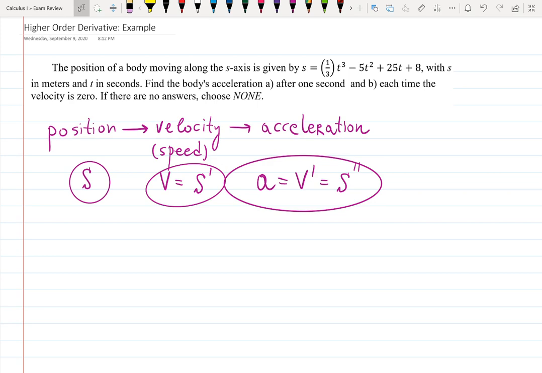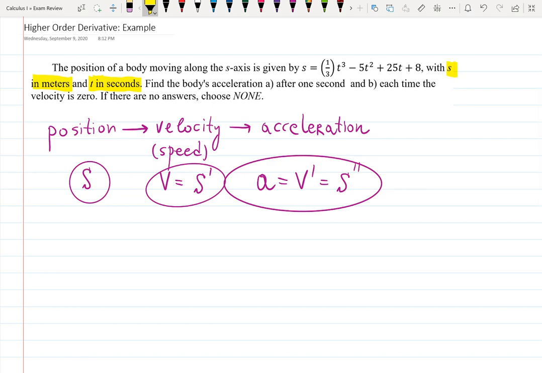Welcome to the video where I'm going to walk you through a practical application problem about higher order derivatives, where we're basically going to be finding velocity and acceleration from the given position. The position of a body moving along the s-axis is given by the equation s, where s is calculated in meters and t is time in seconds.